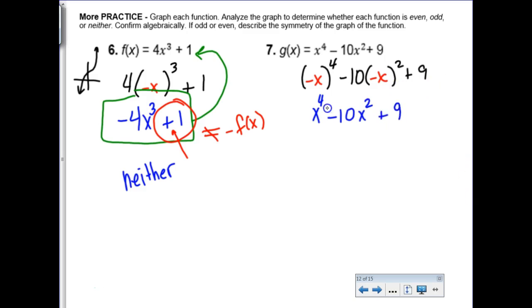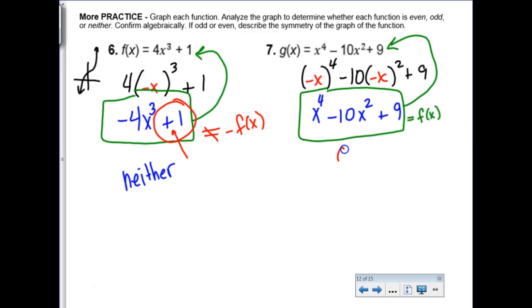So here's what I need from you. I need you to look at our new function, and I need you to compare it to the original function. They're exactly the same. So since this guy equals the original function, that means we are even. Very good.